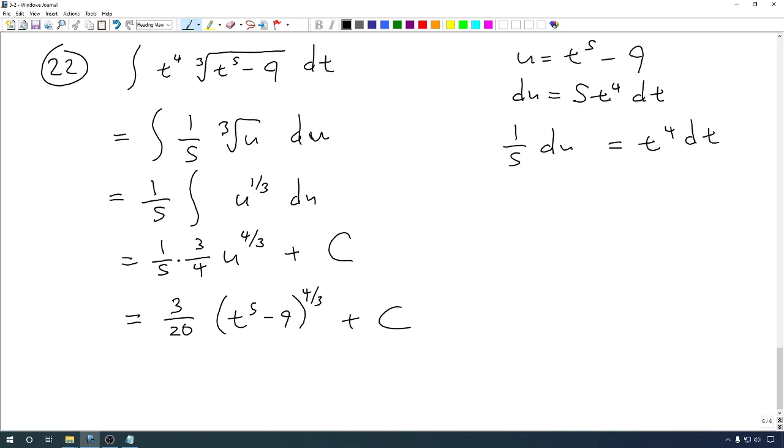If this was a t to the 3rd in front, and we had a t to the 4th in our differential, the fact that we had different powers there would be a problem. We couldn't take a 5t and divide it over to the other side to get that 1 over 5t du is equal to t cubed dt, because that extra t over here would be a problem. Make sure that when you're doing stuff like this, it's just constants that get moved over, because we cannot have any t's left over after we've done the substitution.